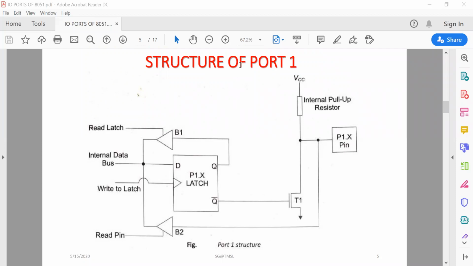Before discussing this one, we first need to understand some basic concepts, like configuring a port as an input or output, and reading and writing a port pin. Each port pin has a latch. Whether it's P0, P1, P2 or P3, everywhere it has a latch, input buffers B1 and B2, and an output driver circuit, which is T1.